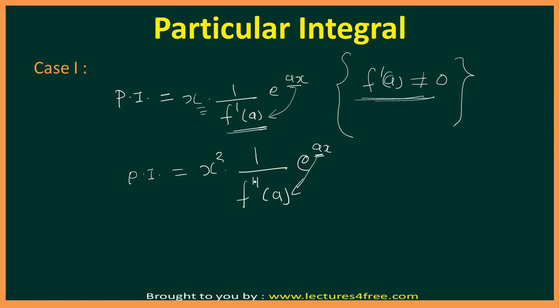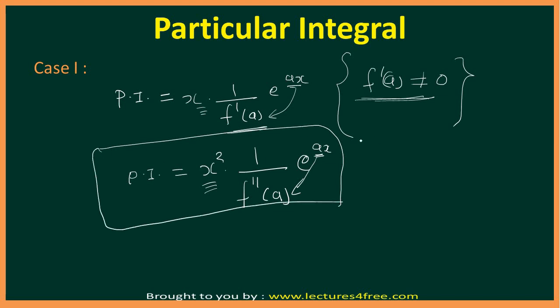So you will get f''(a), and here you will again multiply with x. Here also, under the condition f''(a) should not be equal to 0. If it is 0, then I don't think I need to tell you what our particular integral will be. We will again differentiate it and again multiply with x. So I think you get the idea.